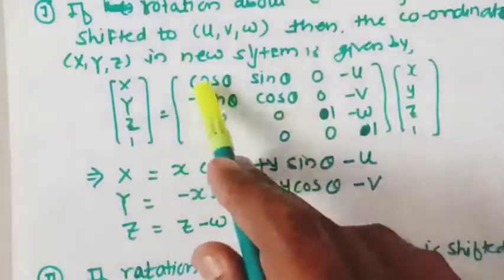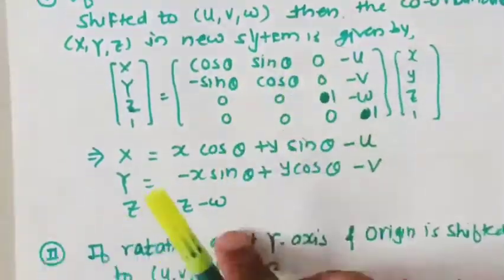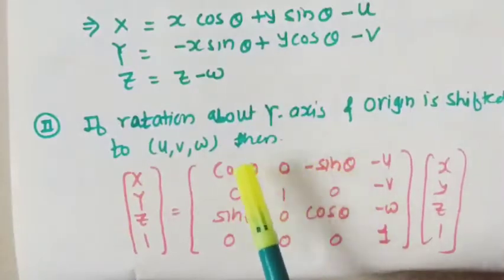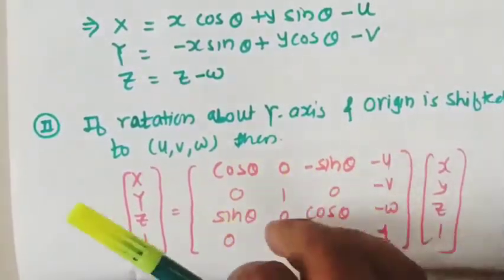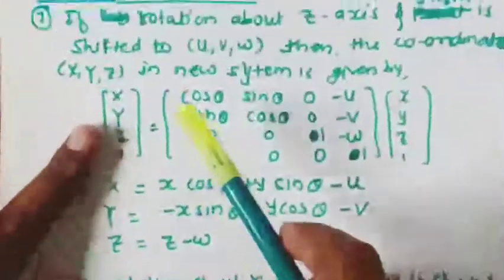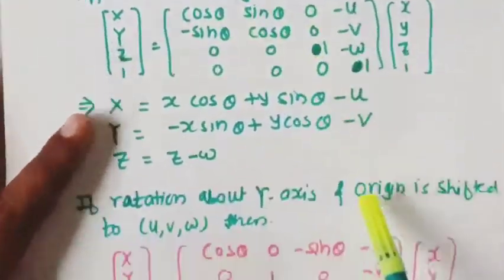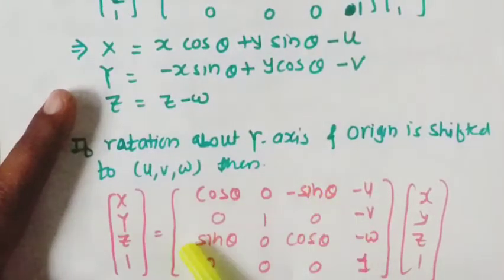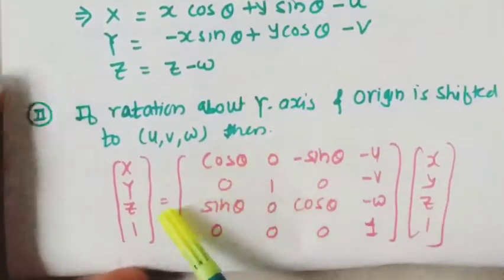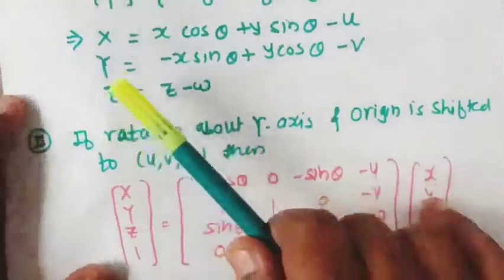Now you see these values: cos theta, cos, sin, sin, cos. The same order we have at the remaining places: cos, sin, sin, cos. Only here we had sin negative, and here we have sin negative on this side, not on this side. Only that is the change. And when you do the multiplication, you will get some equations in this form.